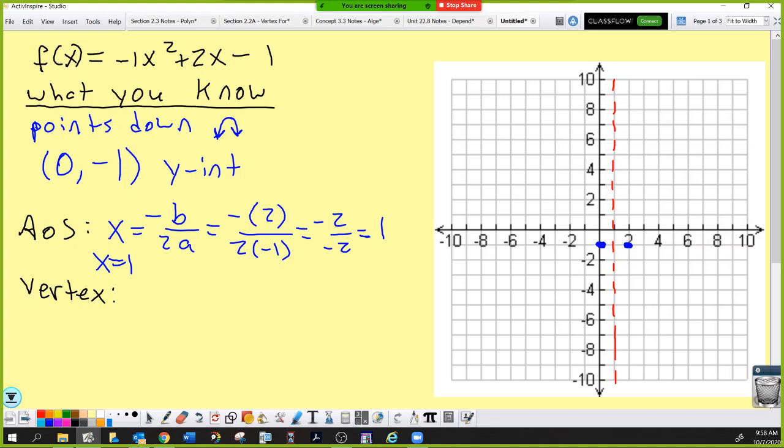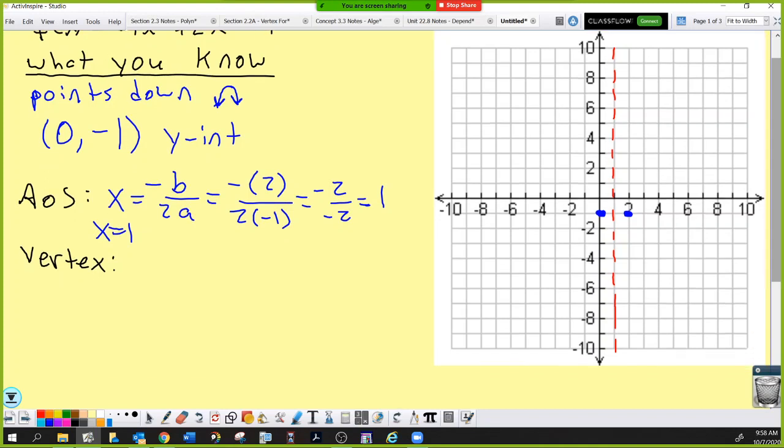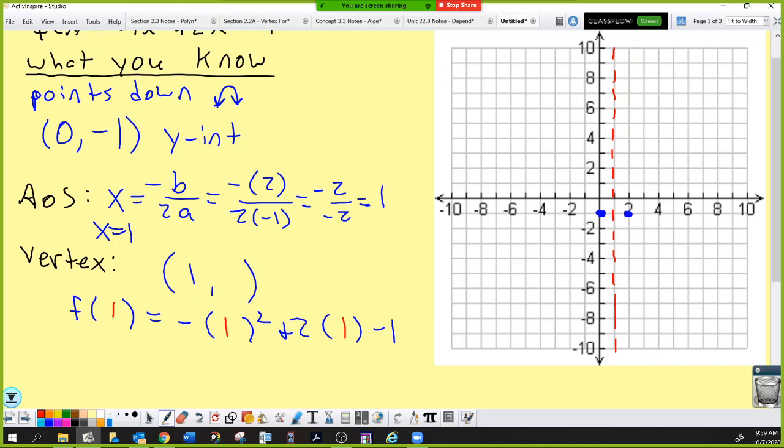Now, for our vertex, you're going to have to plug in x equals 1 to figure out what the y value is. Well, we know it's going to be 1 comma something, so we have to plug in x equals 1. F of x equals, and every time there's an x, I'm going to put a set of parentheses: negative parentheses squared plus 2 parentheses minus 1. And everywhere that there was a set of parentheses, I'm plugging in x equals 1 to see what we get.